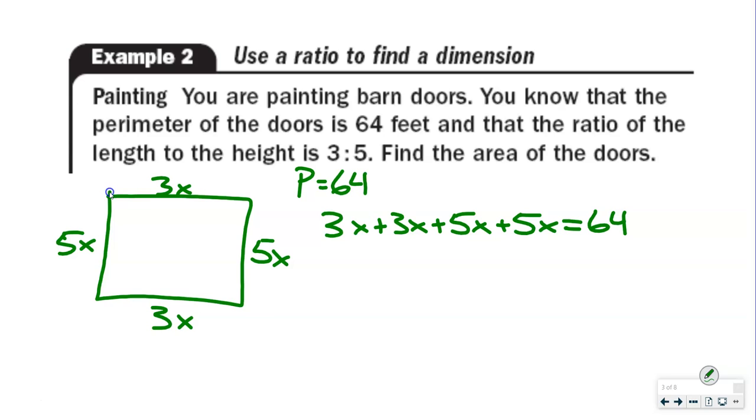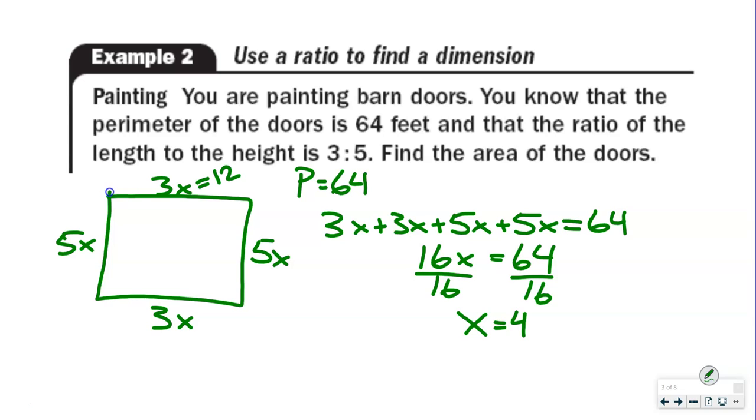So 3x plus 3x plus 5x plus 5x gives us 16x equals 64. Divide by 16, and we come up with x equals 4. So we can take x, plug it back in. 3x will then equal 12. That's 3 times 4 to give us 12. 5 times 4 will give us 20. So we have sides of 20, 20, and 12, 12.